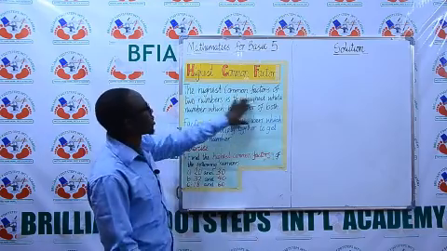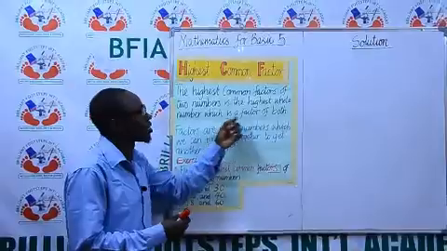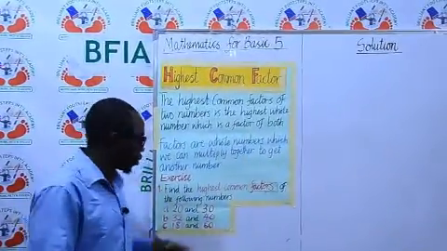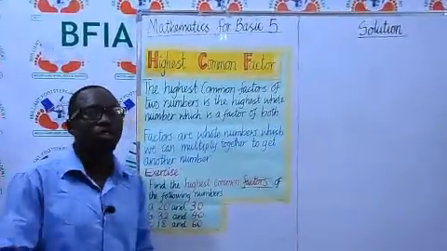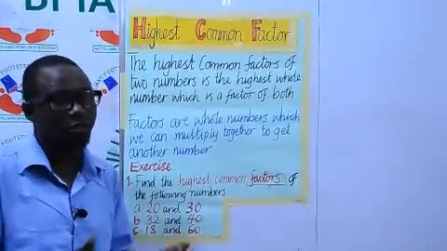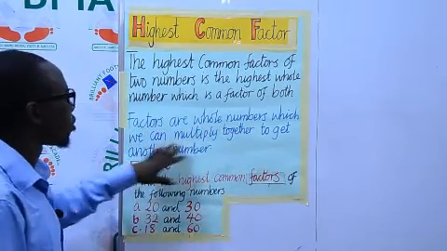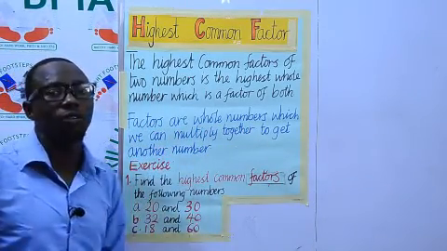Now, the highest common factor of two numbers is the highest whole number, which is a factor of both. We're having two different numbers, then we'll try to find their factors, and then we look into the highest of those factors. We know what factors are. Factors are whole numbers which we can multiply together to get another number.